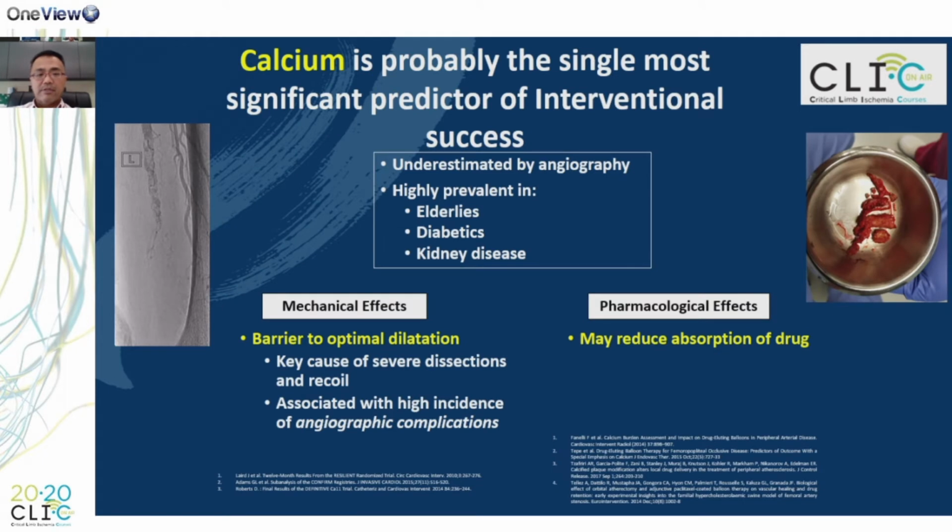So calcium, as we always know, is probably the single most significant predictor of interventional success, underestimated by angiography and better seen on IVUS. Highly prevalent in elderly patients with diabetes and kidney failure. Mechanically, you get severe dissections and recoil with calcified vessels, associated with a high incidence of angiographic complications. And in the era of drug elution, it may reduce the absorption of drug.